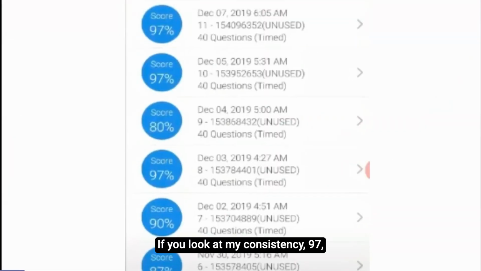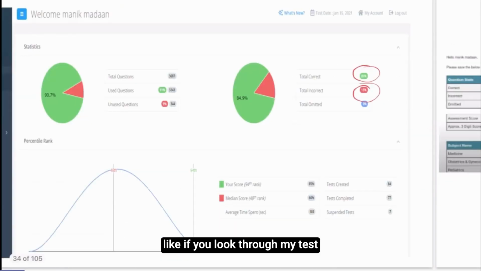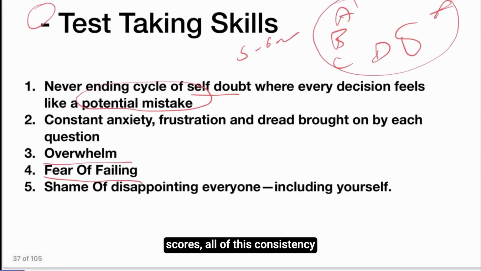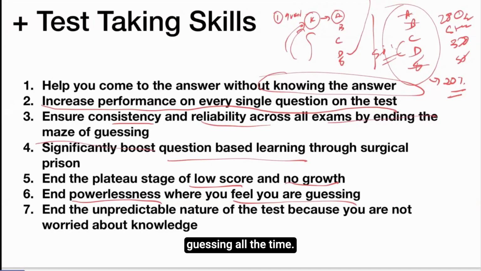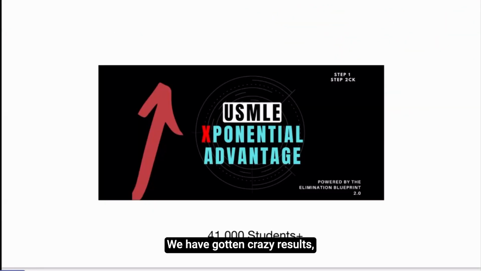And this is what I'm trying to tell you. If you look at my consistency, 97, 97, 98, 80, 97, 90, 87, all of that, if you look through my test scores, all of this consistency and reliability is coming because I know testing skills. And they significantly boost question-based learning through surgical precision. I'll show you how this works when we go back to the last question and use test-taking skills to dissect it. You're no longer in plateaus. They end the powerlessness where you feel you're guessing all the time. You don't feel powerless.